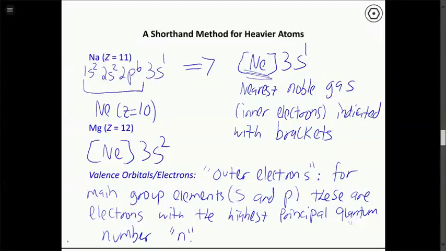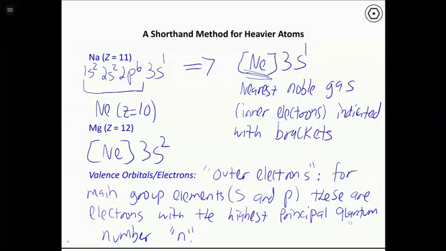All right, we'll talk in more detail about the importance of valence electrons, but really the chemistry of an element, what kind of reactions it does, what some of its key physical and chemical properties are, a lot of that is determined by how many valence electrons it has.